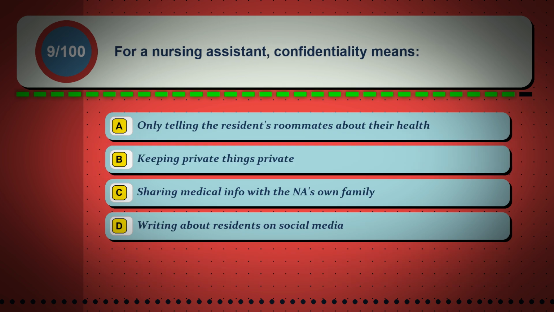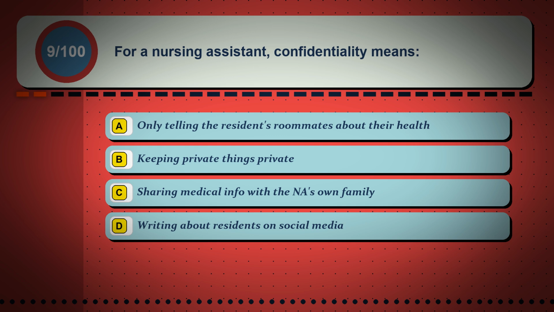Question 9. For a nursing assistant, confidentiality means: Option A. Only telling the resident's roommates about their health. Option B. Keeping private things private. Option C. Sharing medical info with the NA's own family. Option D. Writing about residents on social media.